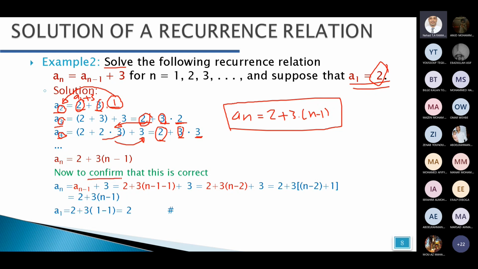Now we need to confirm if this solution is correct. To confirm, we will start from the solution or from the recurrence relation.